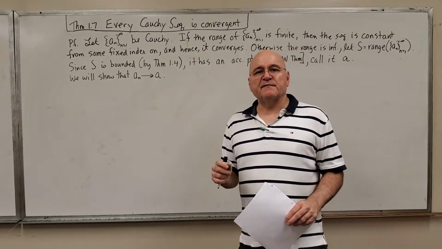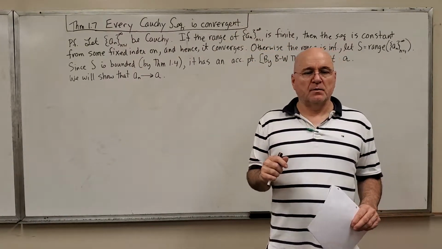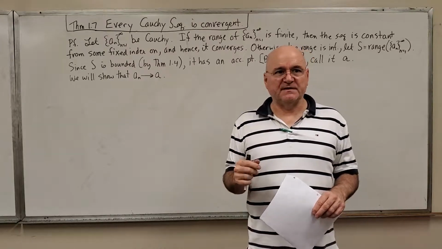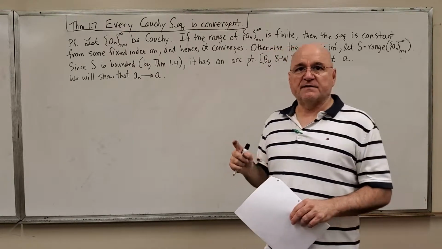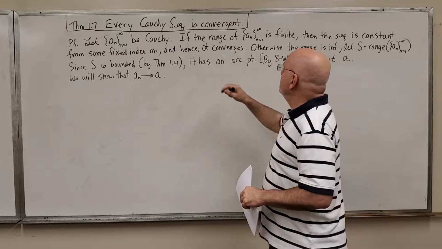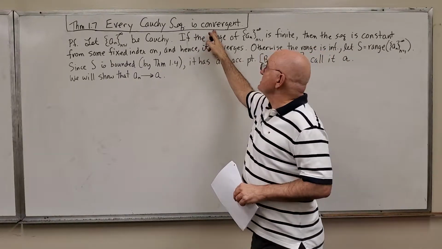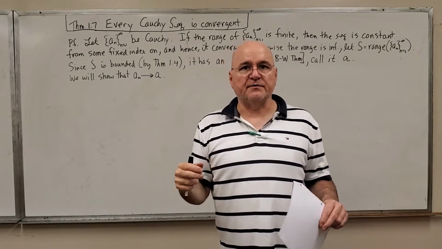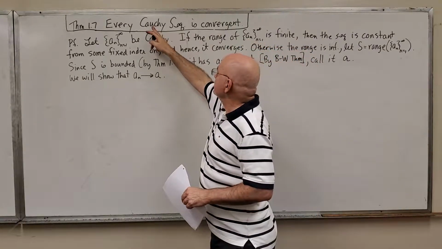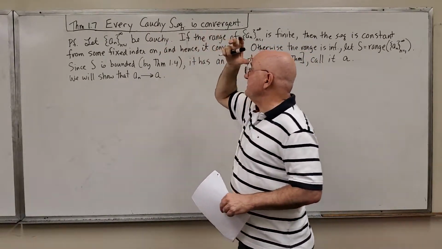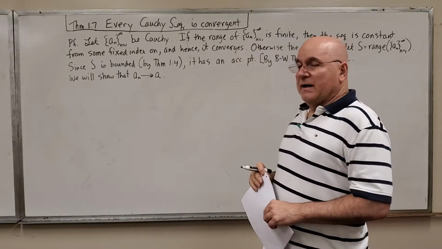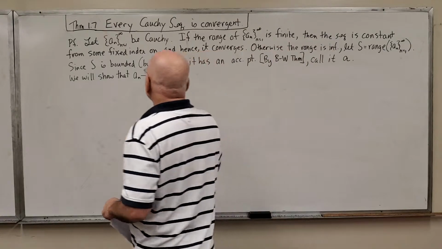For our final theorem of this section, we're going to prove the converse of the first theorem that we proved in this section. The first theorem was, if a sequence is convergent, then it is Cauchy. Now we're proving the converse. We're going to prove if a sequence is Cauchy, then it is convergent. So let's start the proof.